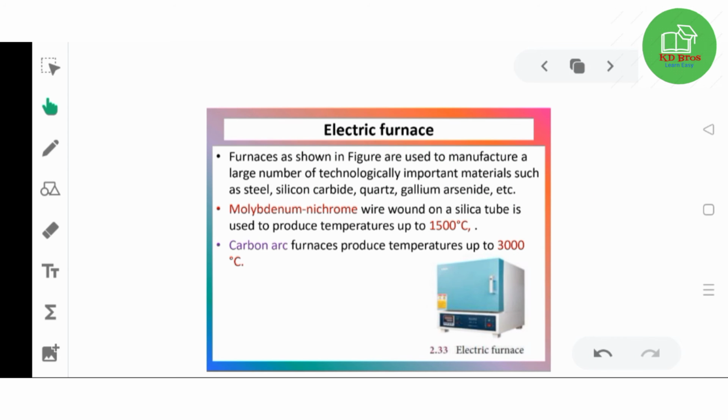And next, the third one is the electric furnace. Okay, furnaces are shown in the figure. It is used to manufacture a large number of technologically important materials such as steel, silicon carbide, quartz, gallium arsenide, etc. Molybdenum nichrome wire wound on a silica tube is used to produce temperatures up to 1500 degrees Celsius. So this is a combination of an alloy. Next, a carbon arc furnace produces temperatures up to 3000 degrees Celsius.